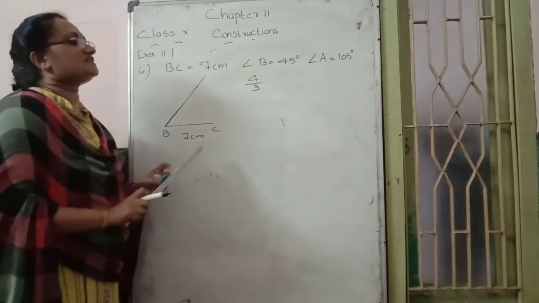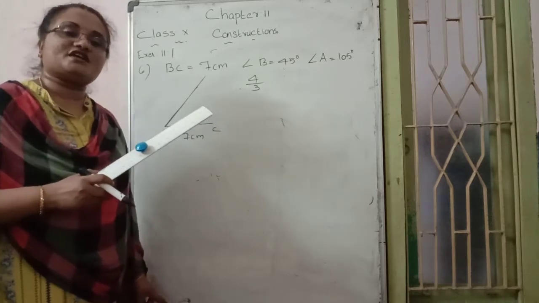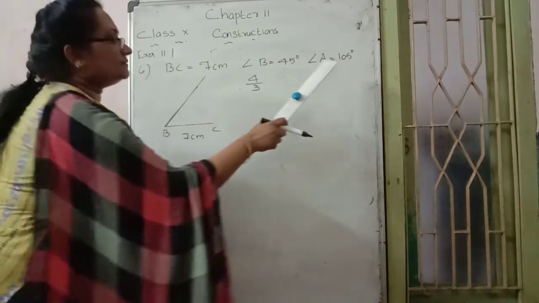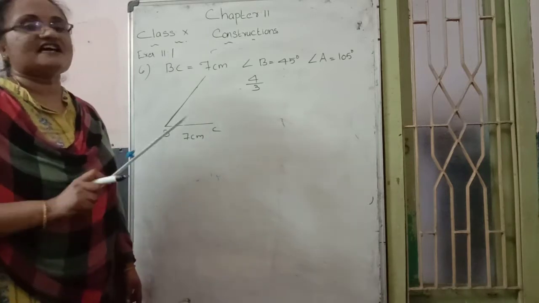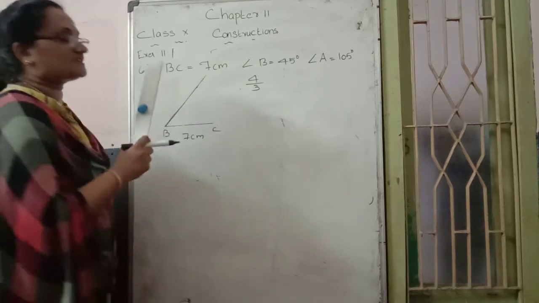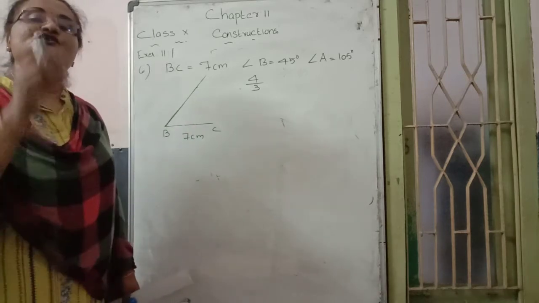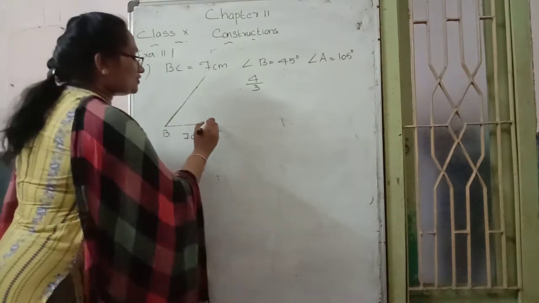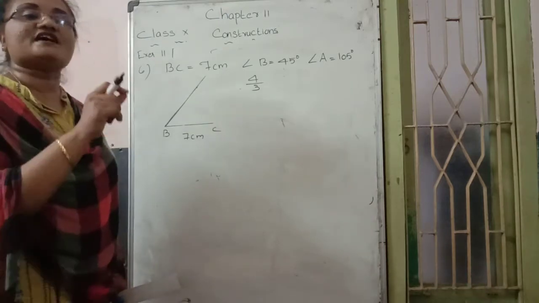Next, angle A. To construct a triangle we need two measurements, and those are completed. The third measurement is angle A, which is 105. But here we can't construct 105 degrees at this point. Angle C would be okay, but angle C is not given. So next we find angle C and use that value to construct the triangle. How to find the angle C value? Apply the angle sum property.